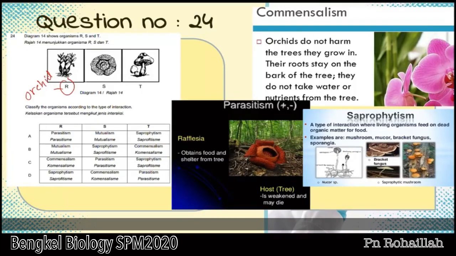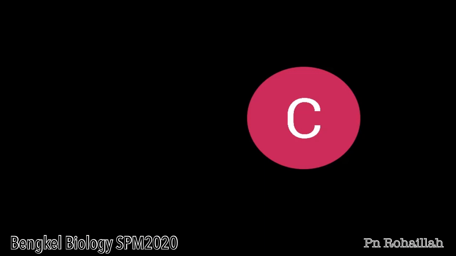Okay, R is orchid. S is Rafflesia. T is fungi, the mushroom. Orchid is a commensalism. Parasitism, satu untung, satu rugi. So Rafflesia is the parasitism. Saprophytism is the type of interaction where the living organism feeds on the dead organic matter for food. So the answer is C.